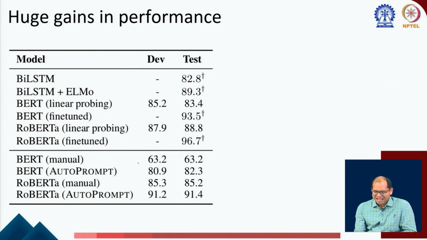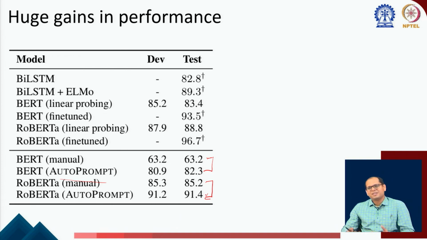And they showed huge gains in performance. If you do manual, you see 63, and if you do auto prompt, you go from 63 to 82. So RoBERTa manual 85, and auto prompt will take you to 91.4. Huge gains just by this discrete search procedure.